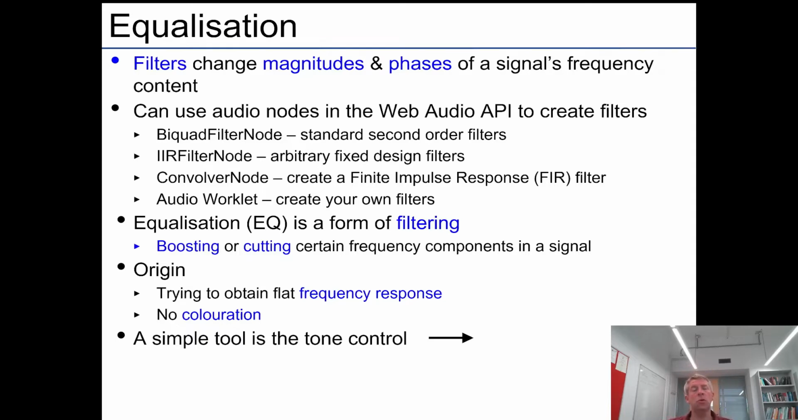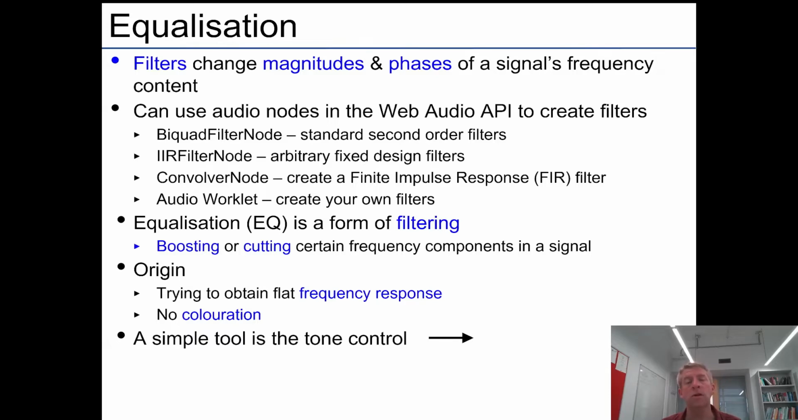One can also use the IIR filter node, which creates arbitrary filters. So rather than just second order, they can be any order, I think up to about 32nd order. The user, being programmer or developer, specifies the coefficients of the filter and it's designed according to the specification. But the filters themselves are fixed. Once created, you can't change the parameter values.